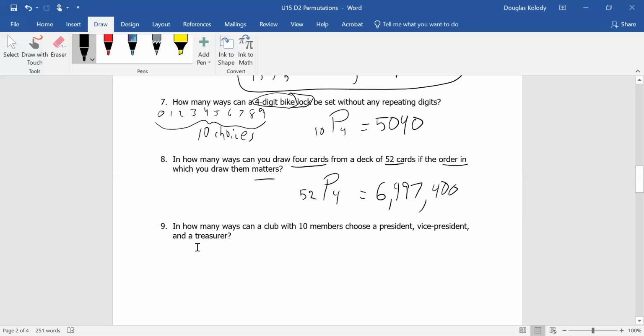Well, imagine you have a ballot, and on the first line, you're choosing the president. On the second line, you're choosing vice president, and on the third line, you're choosing treasurer. Suppose Kira wants to be the president. Are you going to vote for her second if you want her to be the president? No, you're going to vote for her first.